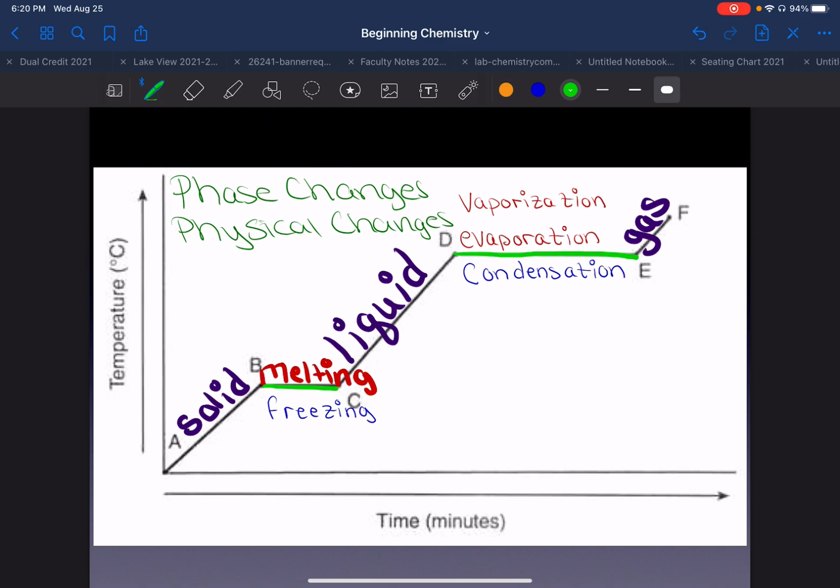Well, we have a level line here because at these moments, when it's going from solid to liquid, liquid to solid, and liquid to gas, gas to liquid, on these green lines, your water is trying to decide what to do. You have solid and liquid existing at the same time as they're trying to figure out, do we have enough energy to become a liquid, or have I lost enough energy to become a solid? That's why it's leveled off like that. This is a great test question.